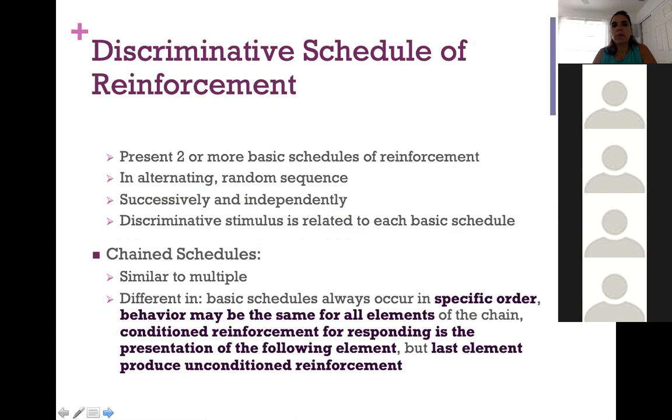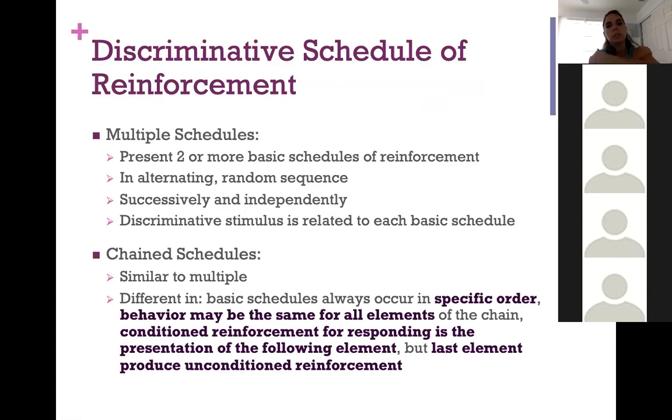Okay. So the other big category is called discriminative schedules of reinforcement. This one has two under it: the multiple schedule and the chain schedule. A multiple schedule presents two or more basic schedules of reinforcement in an alternating or random sequence, successively and independently.